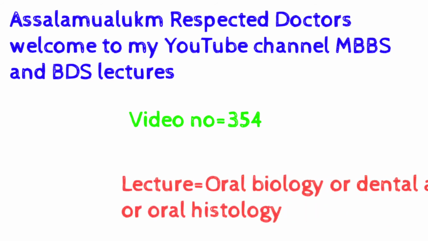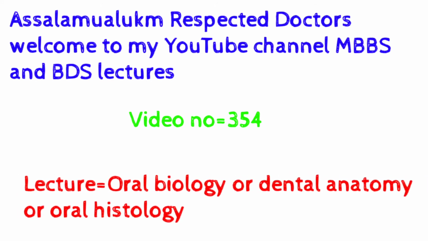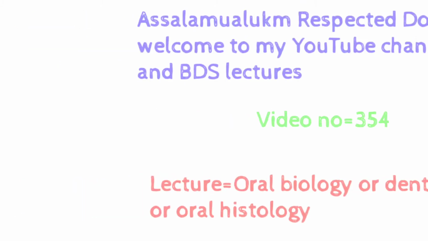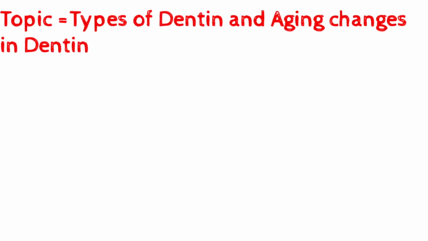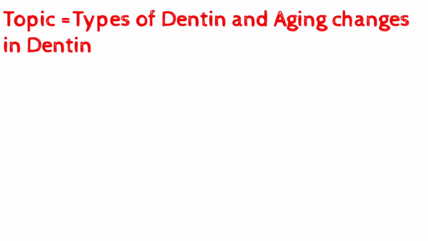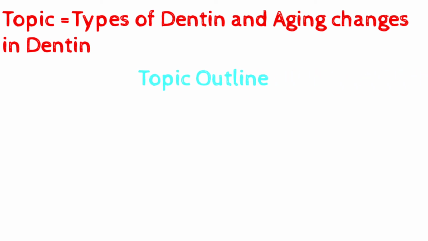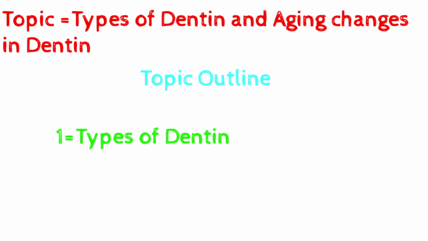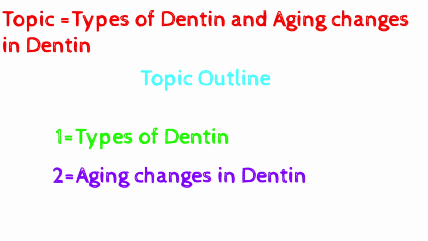Today our lecture is related to oral biology or dental anatomy, also known as oral histology. Today's topic is the types of dentin and aging changes in dentin. This is the third video of the dentin chapter on our YouTube channel, and today our topic outline is number 1, types of dentin, and number 2, the aging changes in dentin.